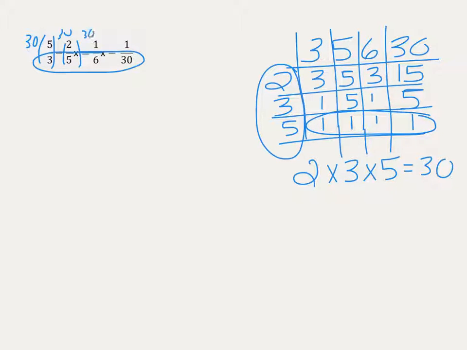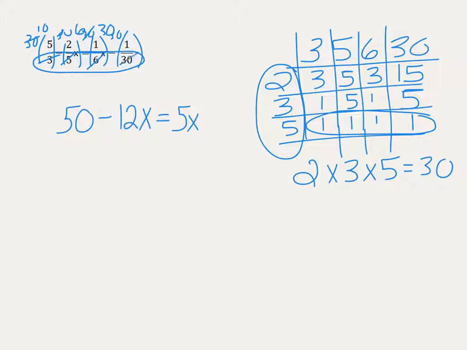Okay, now we're going to take our lowest common denominator of 30 and multiply every term in our equation by 30. This is going to help us eliminate the fractions. So 3 goes into 30 10 times, and that's 10 times 5, which gives us 50. Next, 5 goes into 30 6 times, which gives us 6 times negative 2x, which is negative 12x. 6 goes into 30 5 times, which leaves us with a 5x. 30 goes into itself once, which leaves us with negative 1.